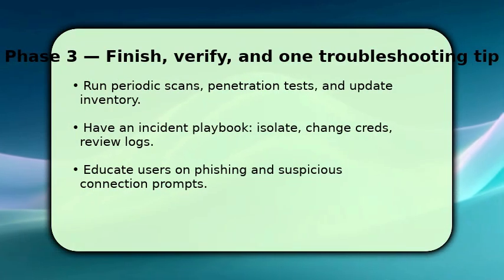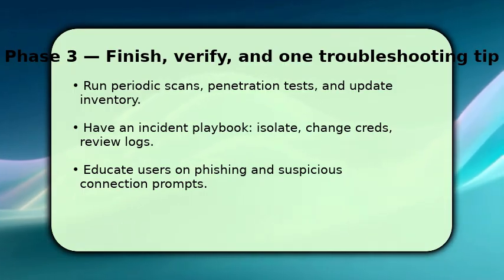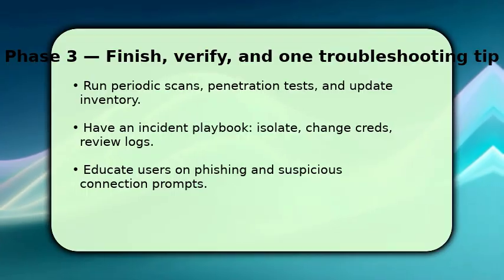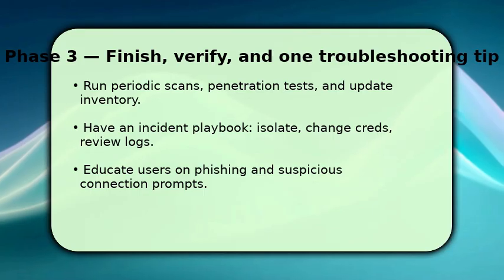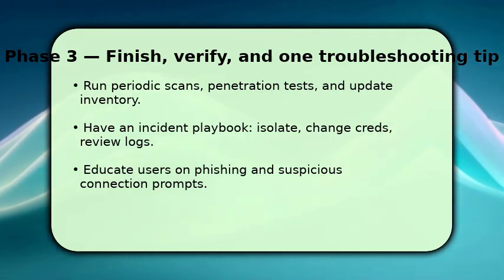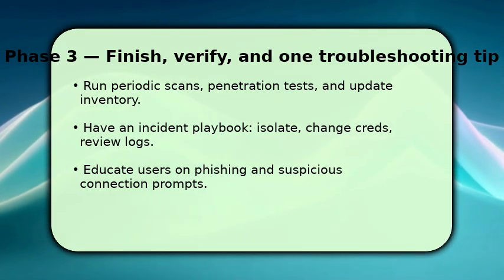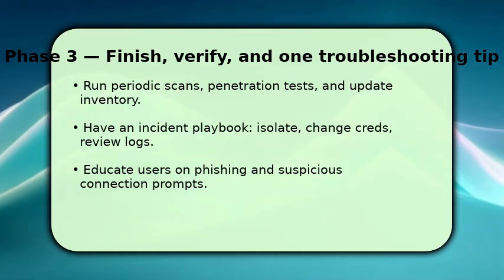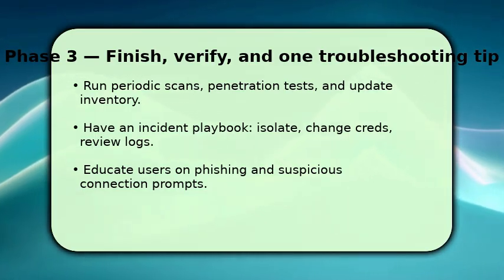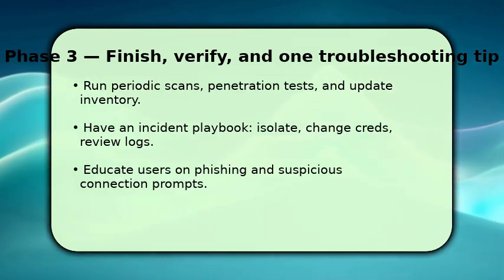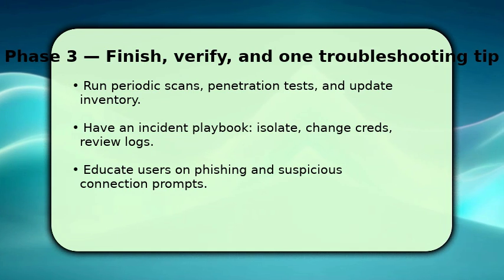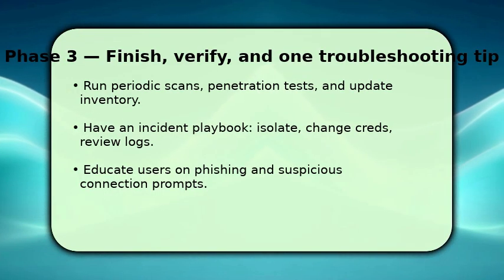To complete the process, schedule recurring vulnerability scans and periodic penetration tests. These validate your controls over time. Maintain an asset inventory so you know which hosts expose RDP and apply updates promptly. If you detect abuse, follow an incident playbook. Isolate the host, rotate credentials, and perform a thorough log review to scope impact. Make sure users are trained to recognize phishing and unexpected connection prompts. Most compromises start with social engineering, so prevention is essential.